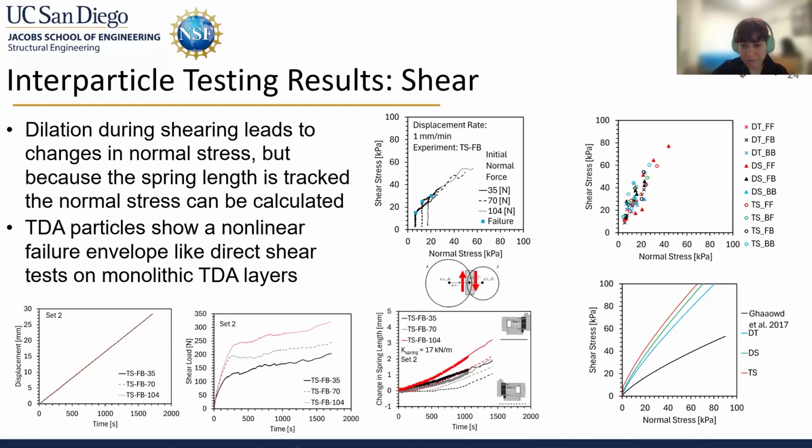Then key findings from the shear tests were that a nonlinear failure envelope developed similar to the failure envelope seen in the monolithic TDA layers tested in previously mentioned shearing. Next slide, please.